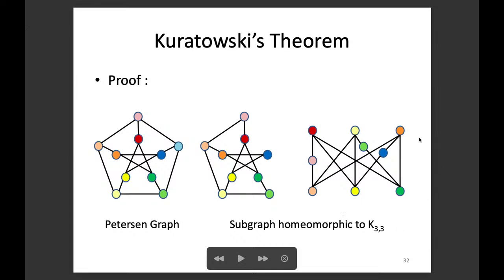After smoothing, this one and this one join to each other. This is gone, this is gone, this is gone. And what is it? It is a K3,3. That means the original Petersen graph has a subgraph, and this subgraph, after smoothing, becomes K3,3, so it is homeomorphic to K3,3.